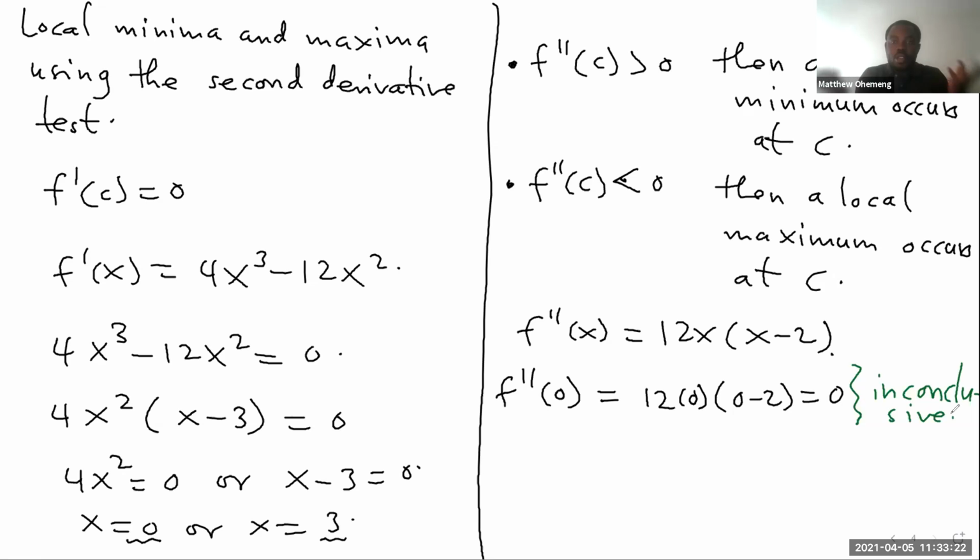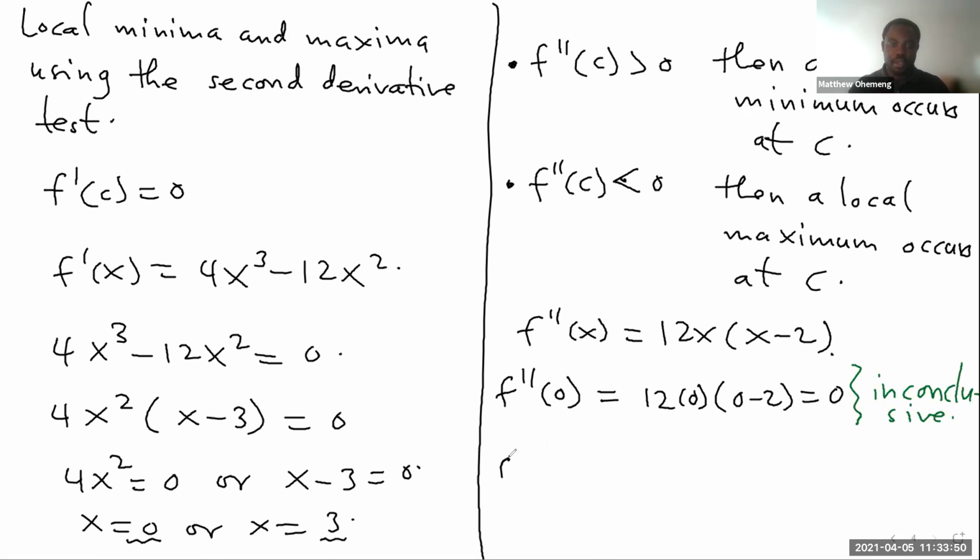This is inconclusive. We don't know what is happening at 0. We don't know whether there's a local maximum or a local minimum. This is what I meant by saying that the second derivative test can sometimes lead to an inconclusive result. If f double prime of c is equal to 0, then you can't tell whether there's a local maximum or a local minimum occurring there, or neither. So for 0, we got inconclusive.